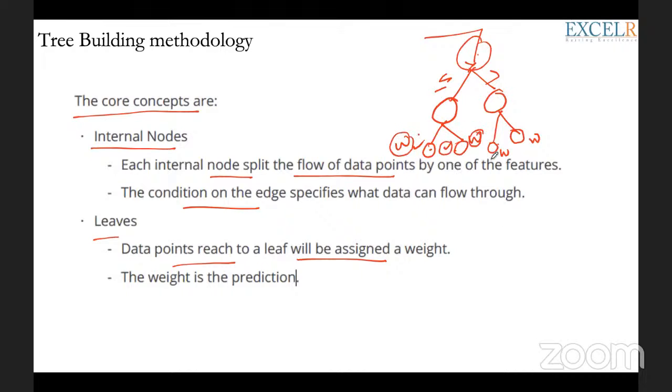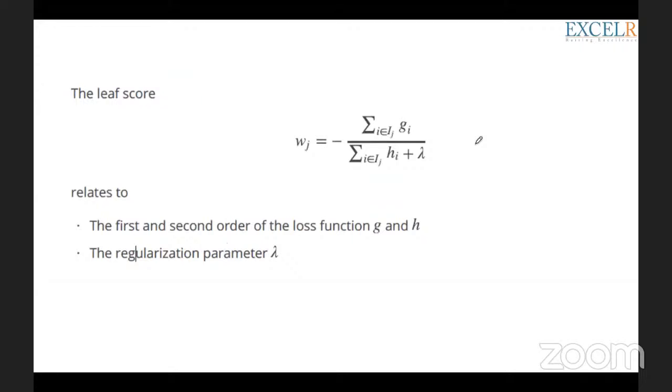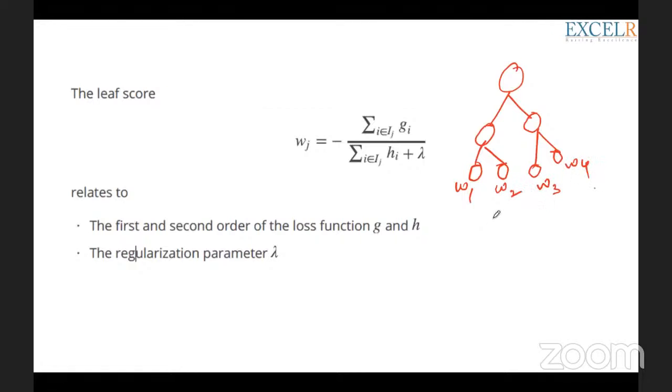Whatever weights we have here, we are going to use as predictions. Then how do you compute that leaf score? Whatever we are talking about, these leaf scores. So here we have W1, W2. These are the vectors of scores. So how do you compute these leaf scores? The leaf scores we are going to compute using this formula.